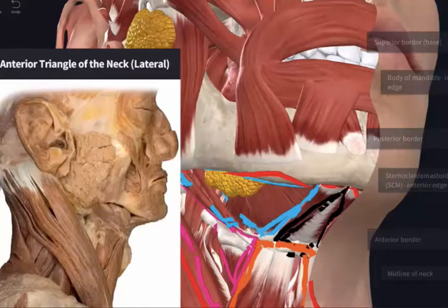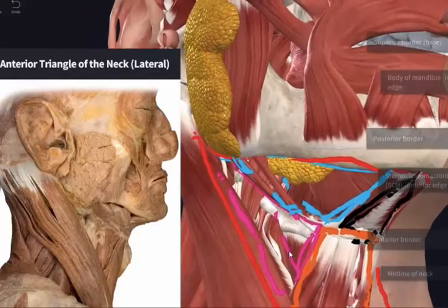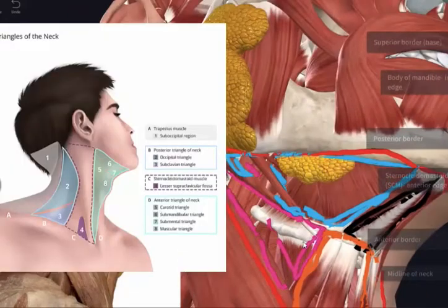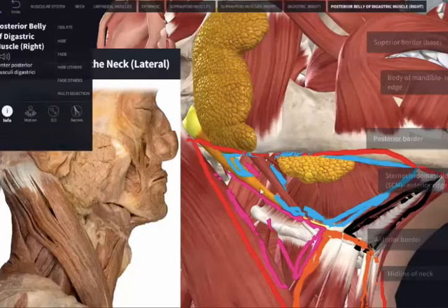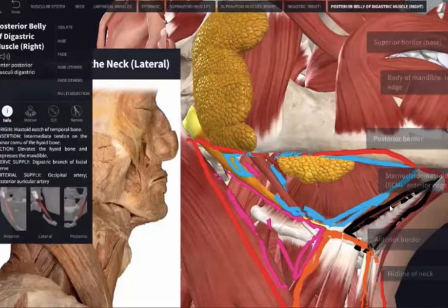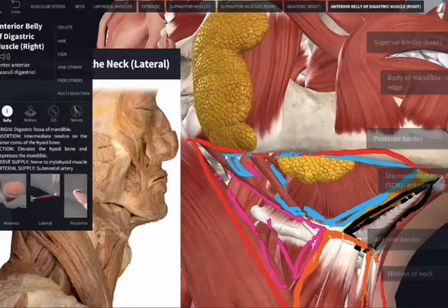Then you have the submandibular triangle, which is going to be over here, outlined in blue. Okay, so that will be bounded by the inferior border of the mandible and the anterior and posterior bellies of the digastric. So here's the inferior border of the mandible, here's the posterior belly of the digastric, and here's the anterior belly of the digastric. So this is your submandibular triangle.